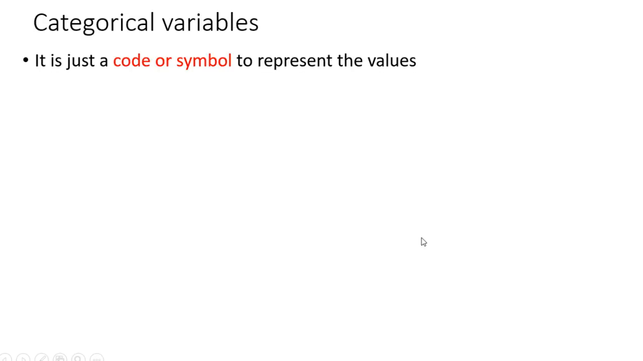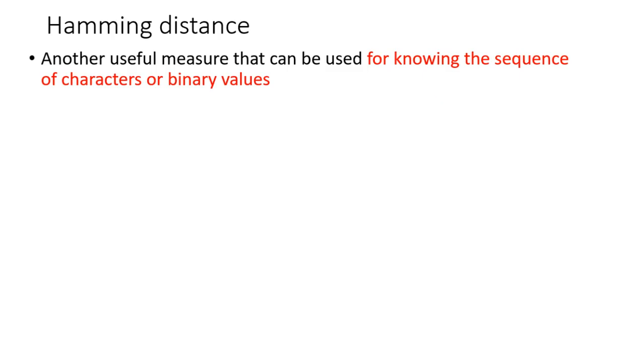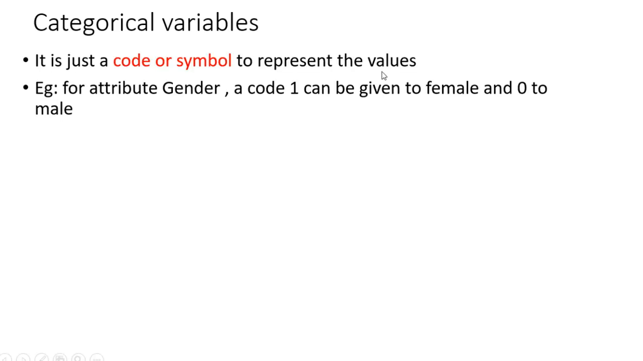The next one is categorical values. Till now we saw binary variables, for which we had the Hamming distance metric, the Jaccard coefficient, and the simple matching coefficient. Now coming to categorical variables. Suppose I have categorical variables, in the sense the input can be a code or a symbol.